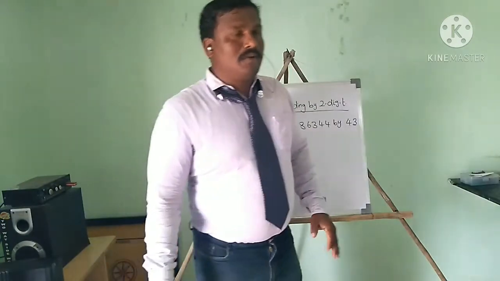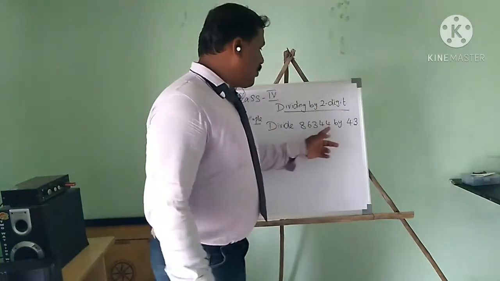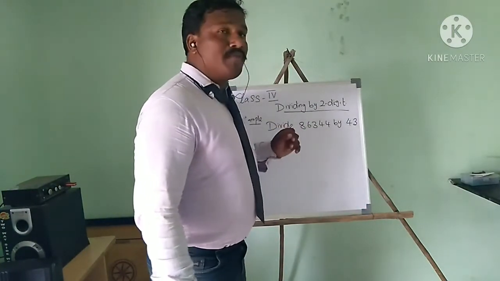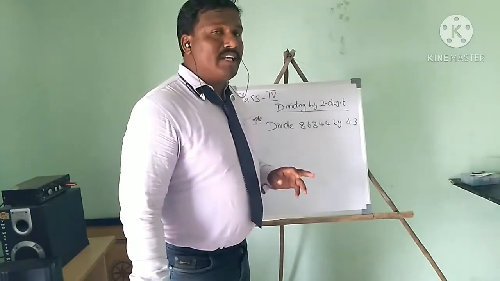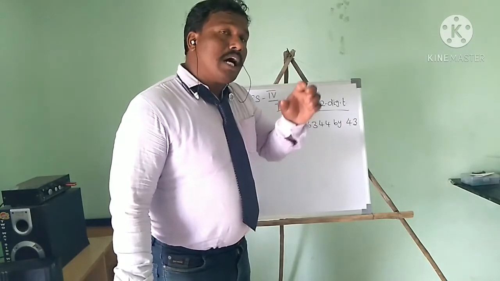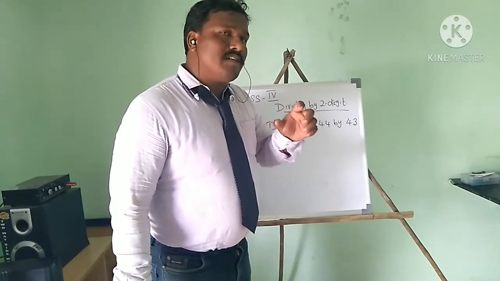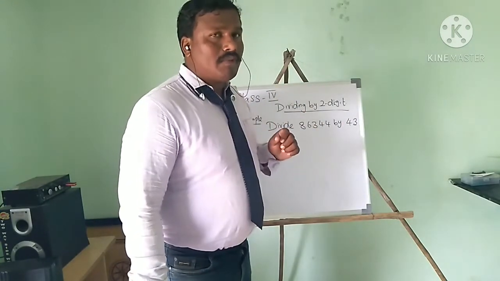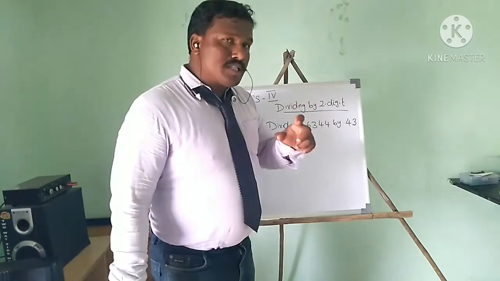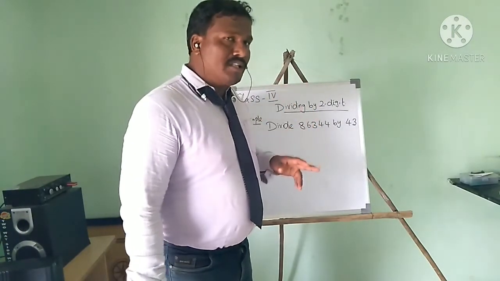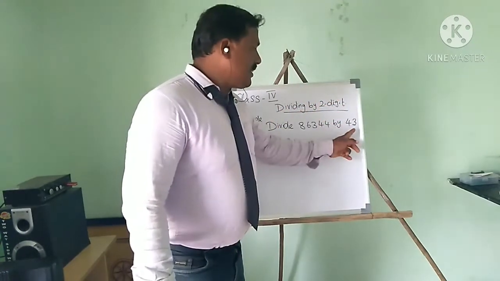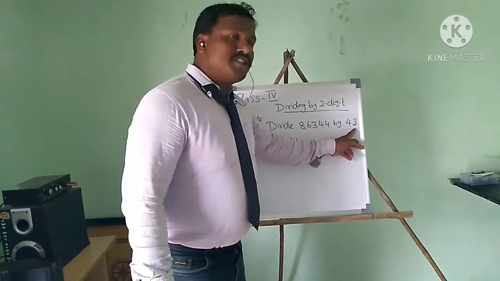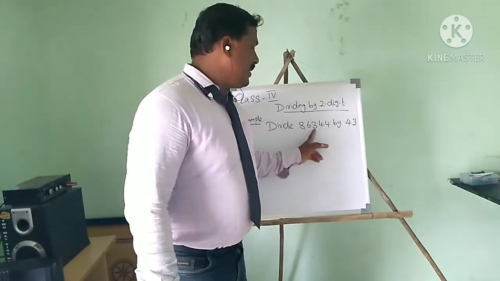Okay. So I have taken this number. Ones, tens, hundreds, thousands, ten thousands. So 86,344 divided by 43. First you have to choose how many digits you have to take first for dividing. That's very important. You have to choose 2 digits or 1 digit. I already told you many times: first you have to check how much the divisor is bigger than the dividend.